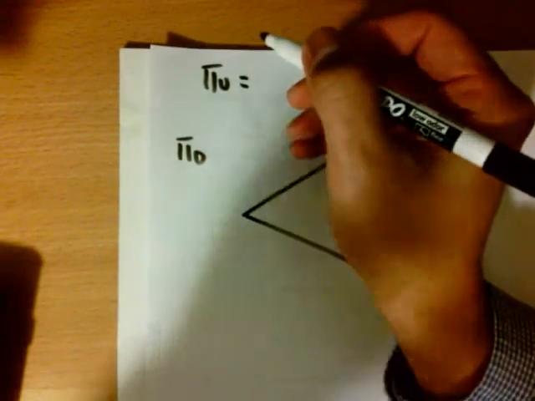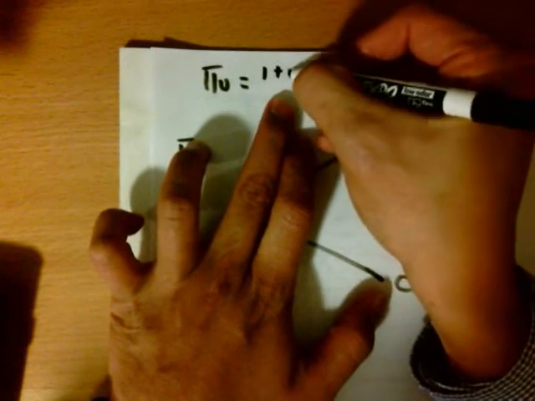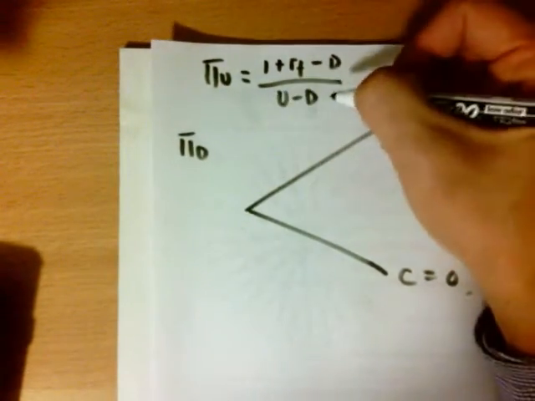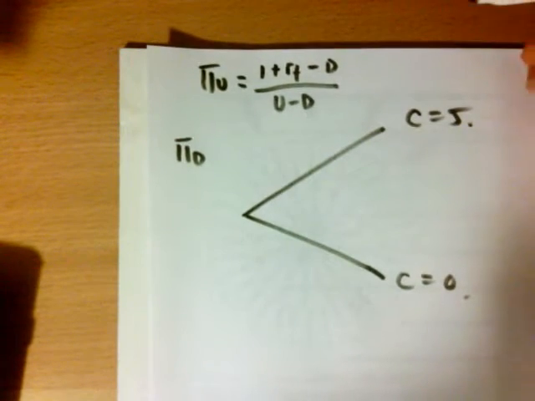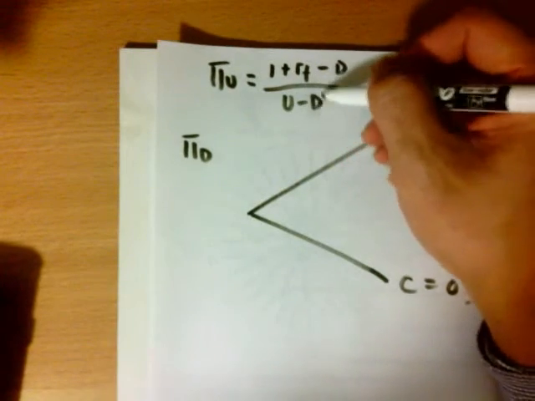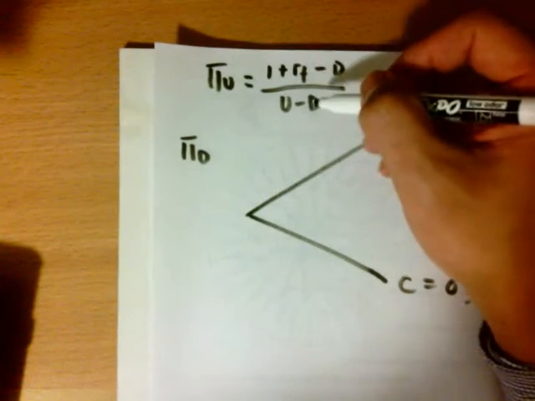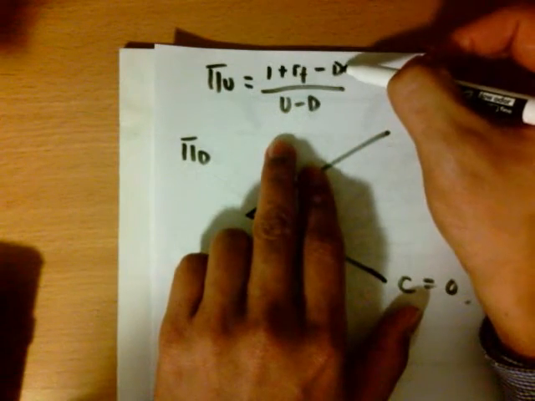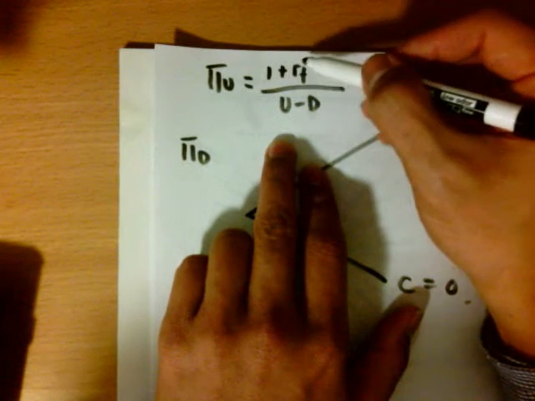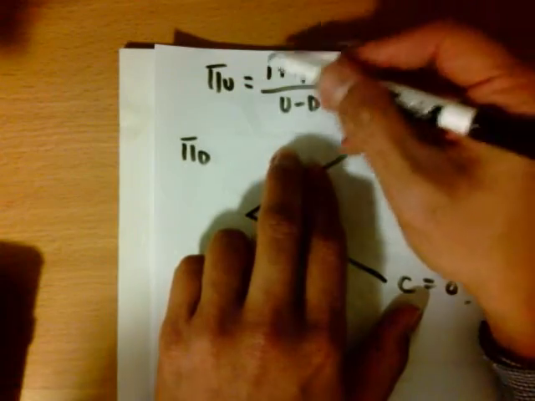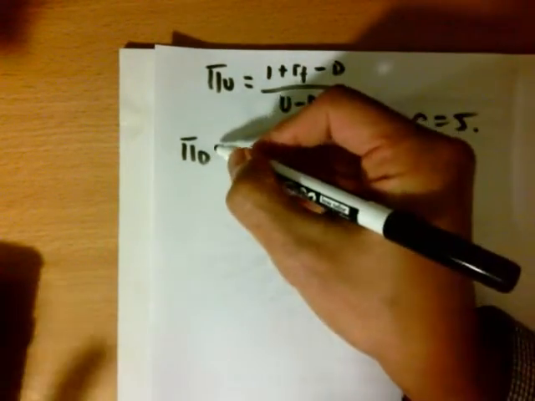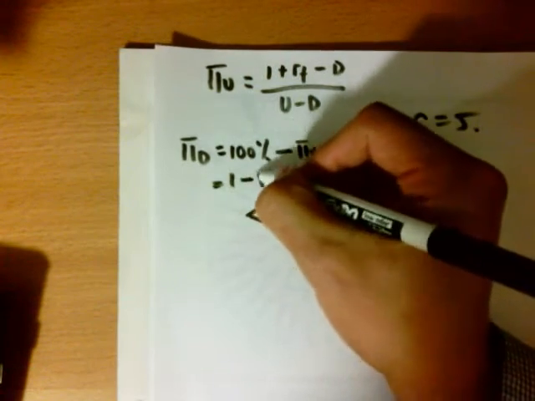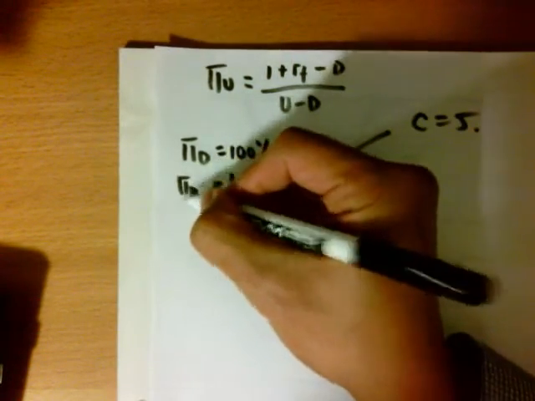The formula for pi u is simple. It's 1 plus the risk-free rate minus the downward factor, divided by u minus d. From the previous page, remember that u is always greater than 1 and d is always less than 1. That's why u minus d has to be a positive number. For the numerator, 1 plus rf minus d, 1 minus d is a positive number because d is less than 1, and rf is also a positive number, so pi u has to be a positive number. And pi d is really simple. It's 100% minus pi u, or 1 minus pi u. This is pi d.